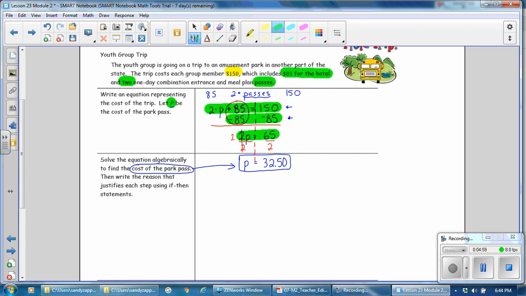For the next one, we divided by 2. So your if-then statement is, if 2p equals 65, then 2p divided by 2 is equal to 65 divided by 2.